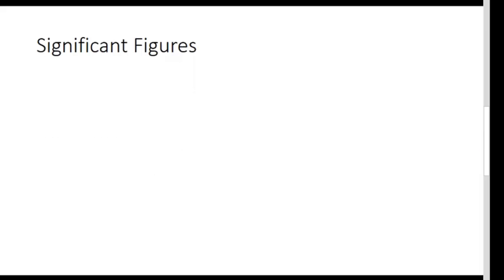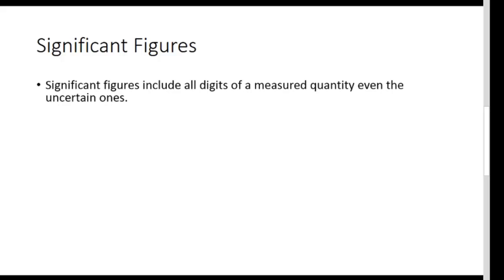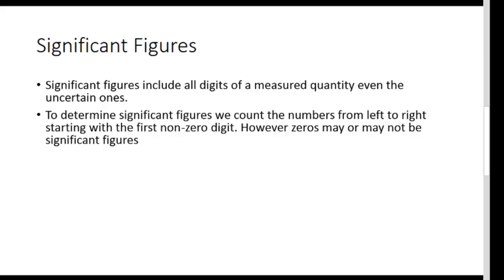Now we will talk about the concept of significant figures. Significant figures help us to get the answers that we want when doing mathematical problems. Significant figures include all digits of a measured quantity, even the uncertain ones. And to determine significant figures, we count the numbers from left to right, starting with the first non-zero digit. However, when counting significant figures, the zeros may or may not be significant. We will talk about this later on in this slide.